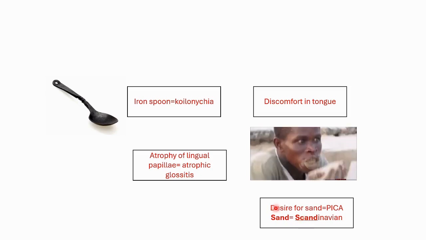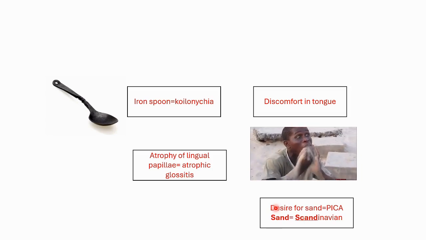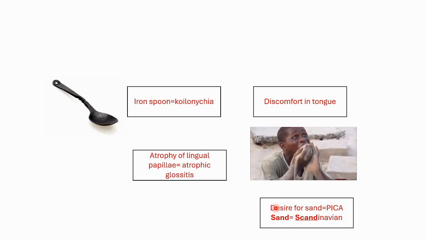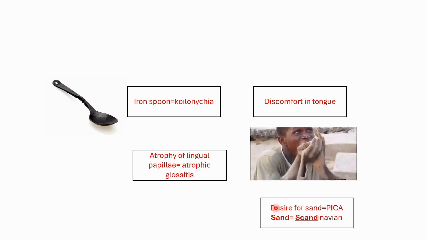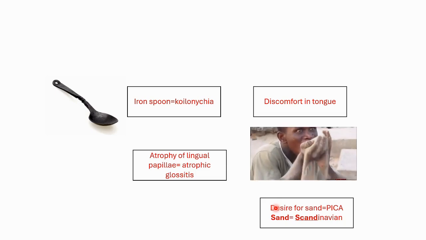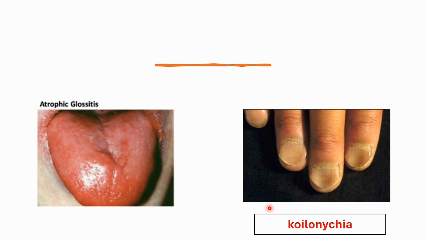So remember I said about the hookworm infestation. So now remember this phrase, hooking the food into your mouth with an iron spoon. So it symbolizes how in developing countries hookworm infestation is a major cause of iron deficiency anemia. So here's a picture where your tongue looks kind of beefy red, which is called atrophic glossitis, where there is depapillation, atrophy of the lingual papillae, and this is the spoon shaped nail, which is termed koilonychia or the brittle nails.